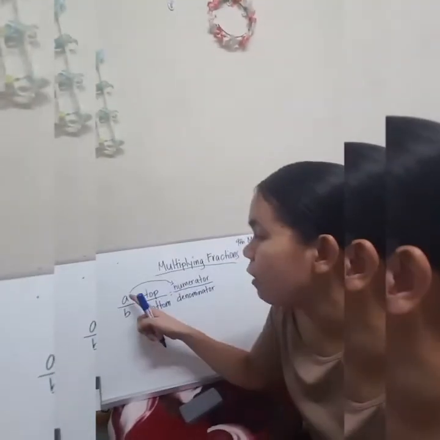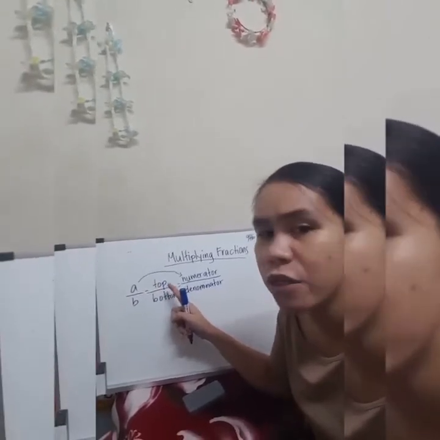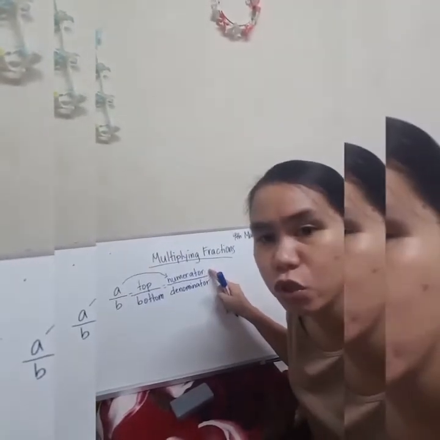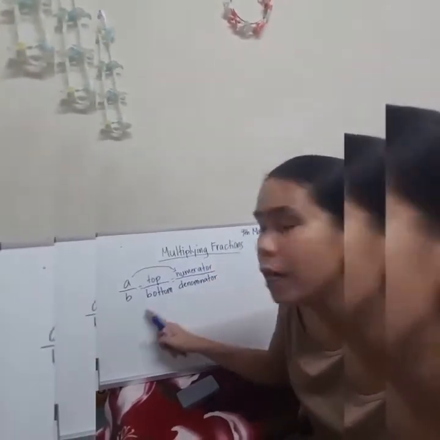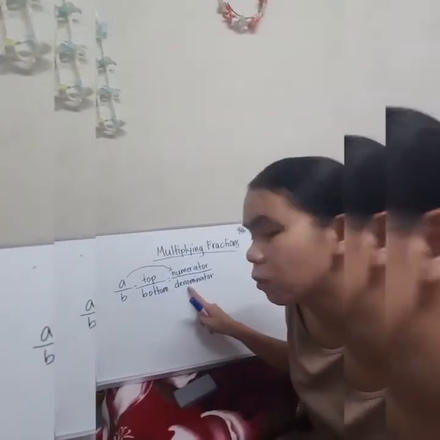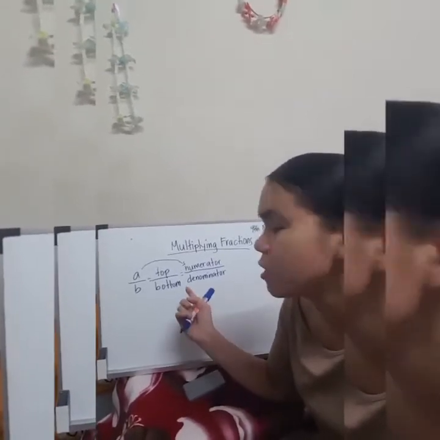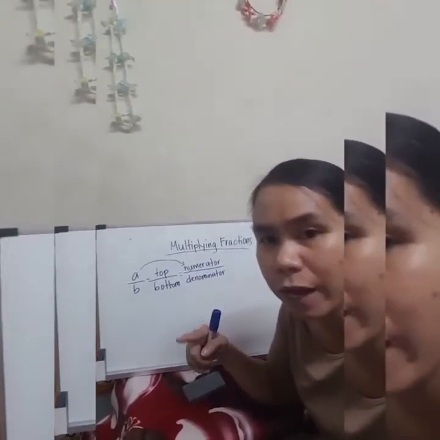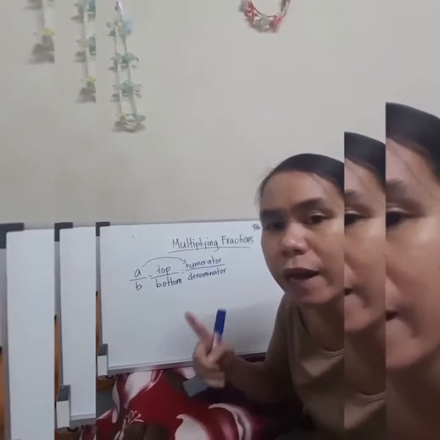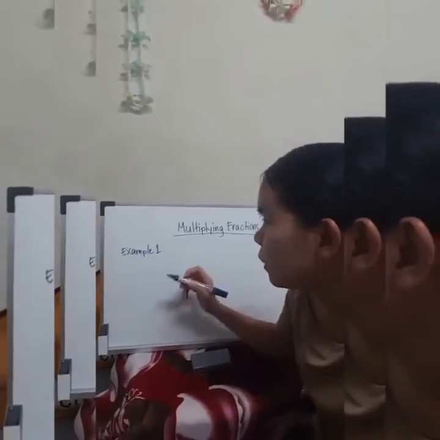Again, the number above or the top part of the fraction is the numerator. And the number below or the bottom part is the denominator. So don't forget that one because this is helpful for you to multiply fractions. So here we go. We need to multiply fractions right now. Multiplying fractions. So example number 1.